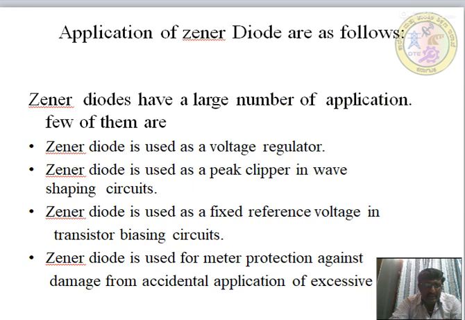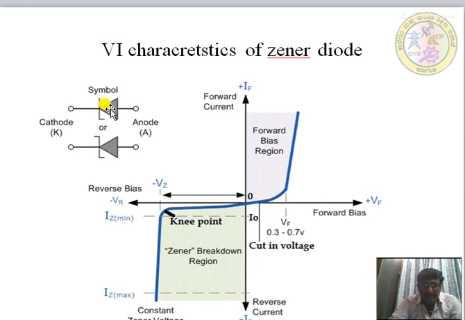The main thing is these characteristics. A normal diode was active only in the forward bias, and in reverse bias there was no flow of current. To overcome that, we go for this Zener diode, and in this part the reverse breakdown voltage is obtained across the Zener breakdown region, and we get the IZ minimum as well as IZ max. Here we come across two breakdowns, that is the Zener breakdown as well as the avalanche breakdown.